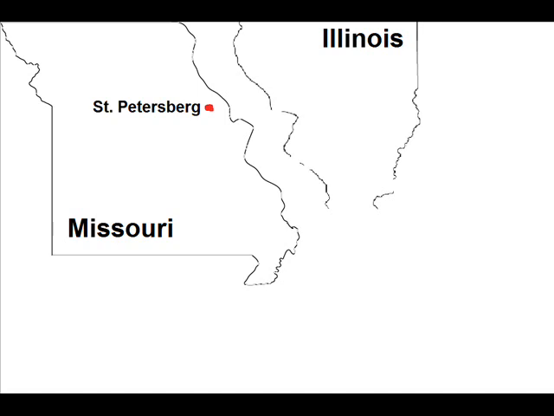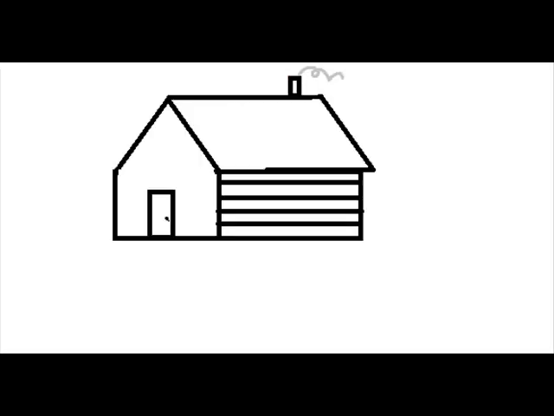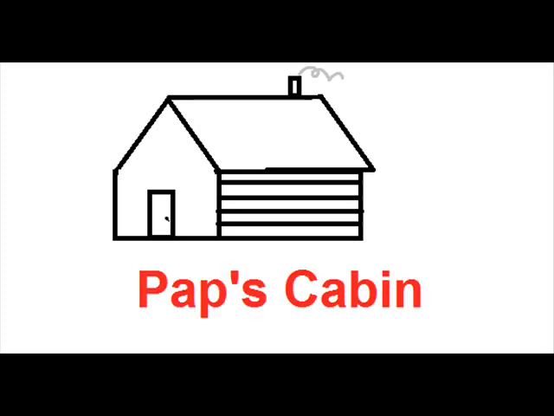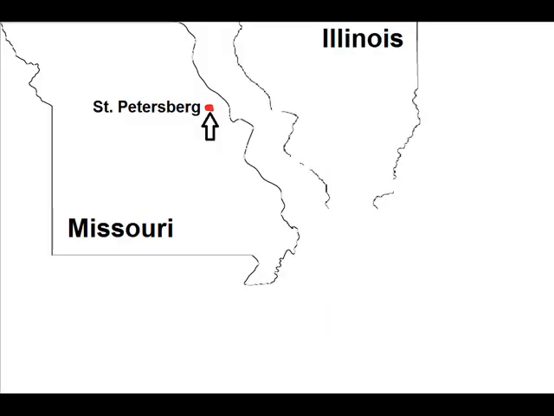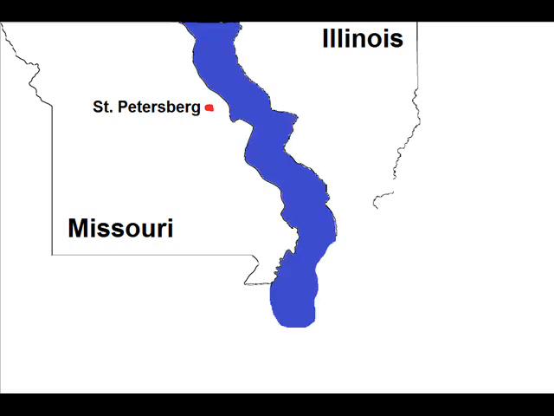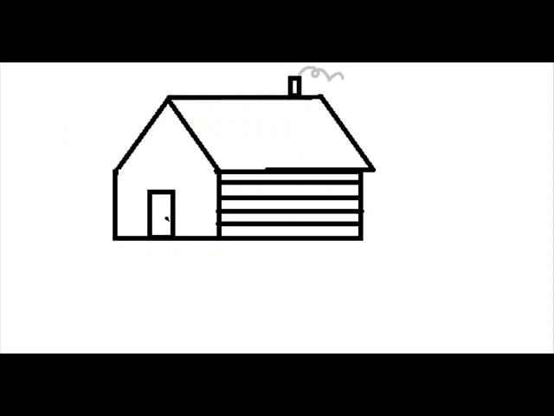The first significant point on our map is going to be this cabin. For the sake of proper nouns, we're going to refer to this place as Pap's Cabin. This is located, of course, right here in St. Petersburg. Let's color the river blue to simplify things a bit. There we go. At Pap's cabin, there was a lot of violence.